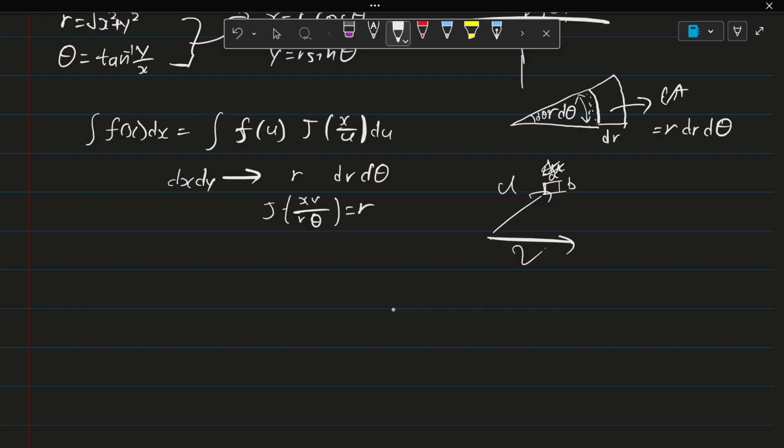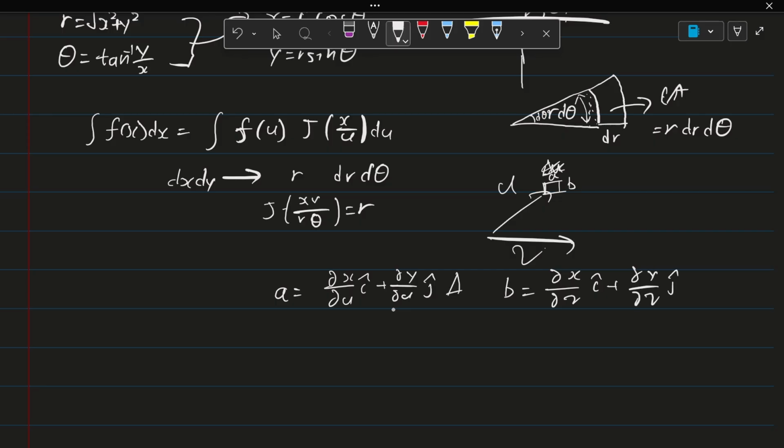And so your vectors A and B could be written as partial x over partial u in the i direction plus partial y over partial u in the j direction. This expresses, if you take a small change in your u, what will be the effect on your entire system when it is converted back to xy. Same thing with B: it's partial x over partial v i hat plus partial y over partial v j hat. This is technically times delta u, and this is delta v. This is your new length anyway.